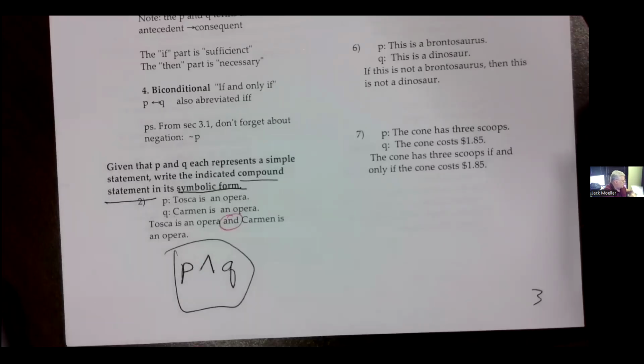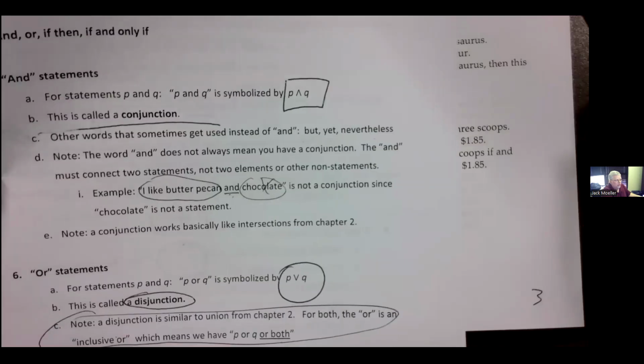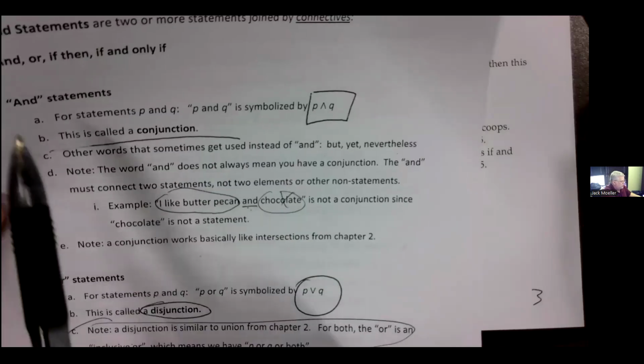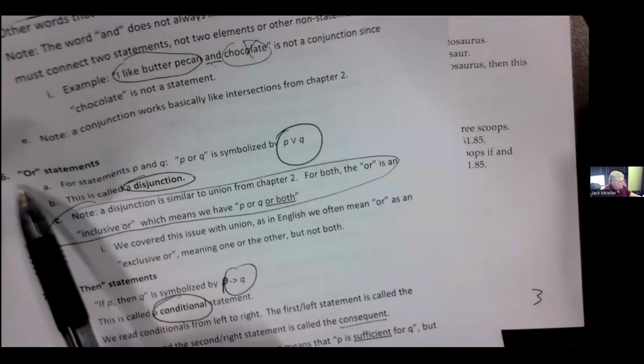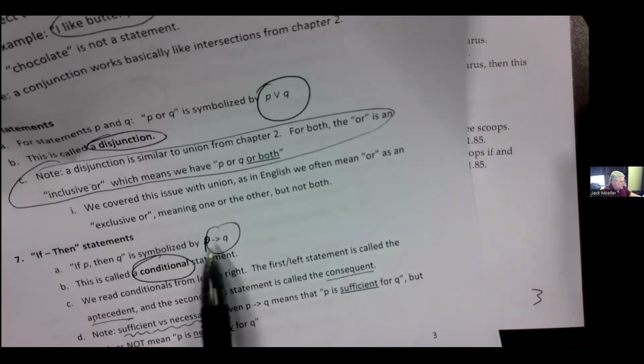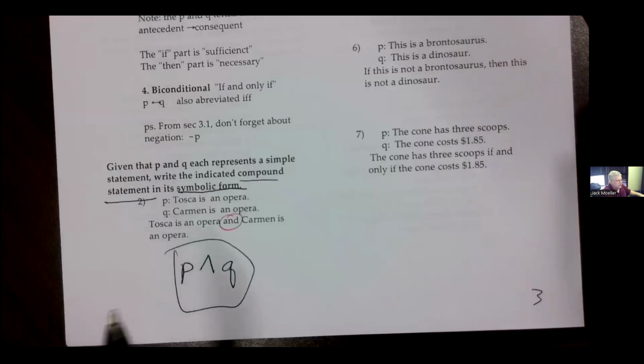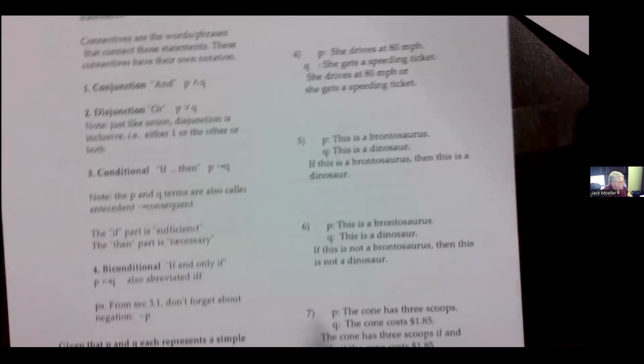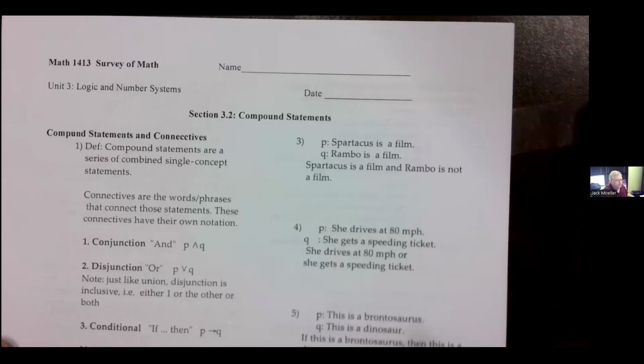When in doubt, you might want to make a flashcard with smaller stuff: and is this, or is that, if then is that. That's a good reference, but you could probably even make it a little bit more condensed.